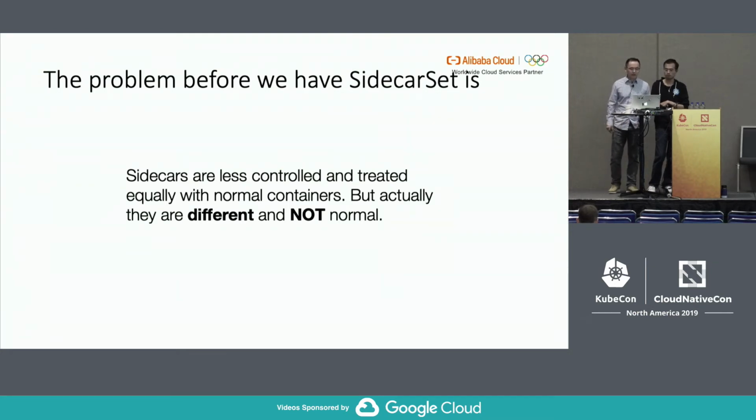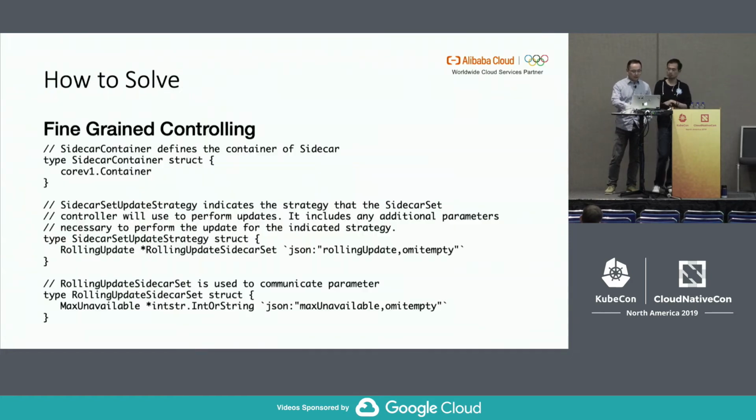With more diverse scenarios coming, current sidecars cannot meet our requirements anymore. This is how we solve it. By using SidecarSet, we get fine-grained control. And this is a common spec of SidecarSet. You can see we have defined a new type named SidecarContainer, which is exactly the same as the core container in the Kubernetes APIs. So you can use it; you just copy the original definition from the core containers.